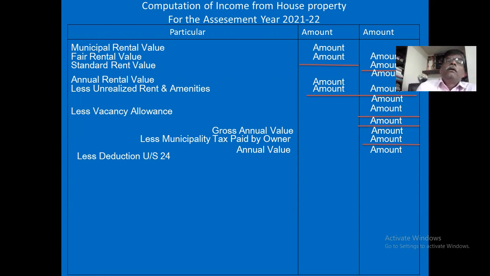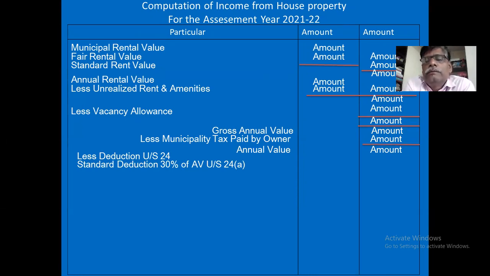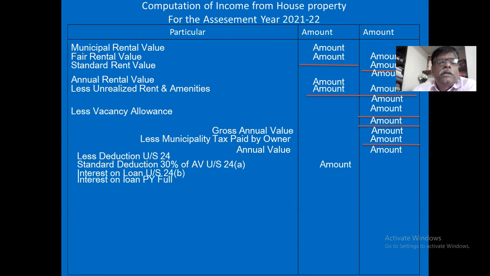In the annual value, there are deductions under section 24. First deduction is under section 24A. That is the standard deduction. Standard deduction is a lump sum of 30% on the annual value. On the annual value, you calculate 30%. That is the standard deduction. Second is interest on loan, section 24B.